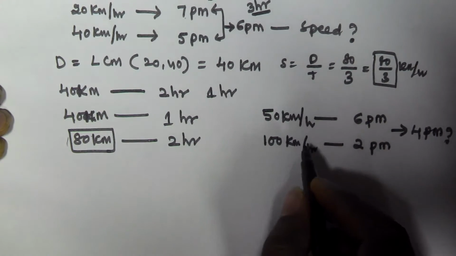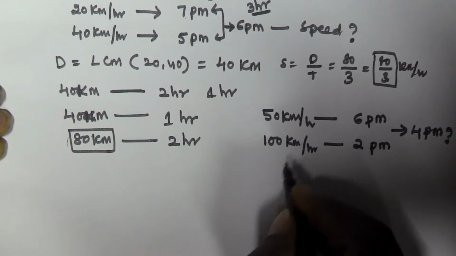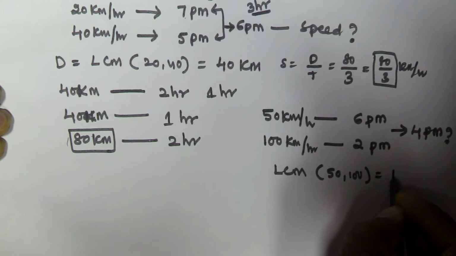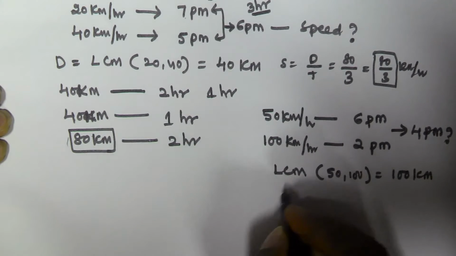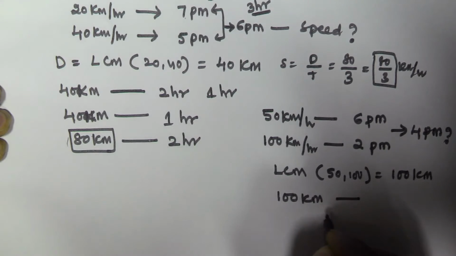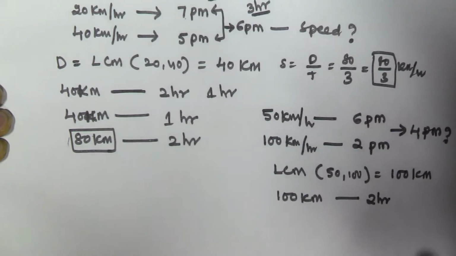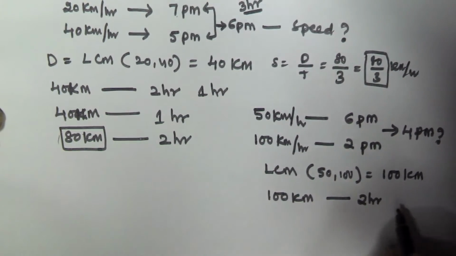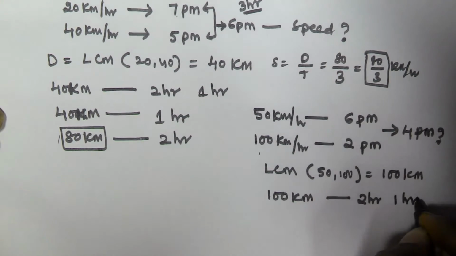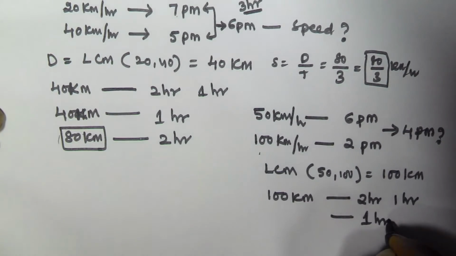In both the cases, the distance he traveled is the same, and it is a constant. So I am taking it as the LCM of 50 comma 100, which is going to be 100 km. So I assume the distance between his home and office is 100 kilometers. The first day he is traveling with 50 kilometers per hour, so he will take 2 hours. The second day he is traveling with 100 kilometers per hour and the distance is 100 kilometers, so he will take 1 hour. So the difference is 1 hour.